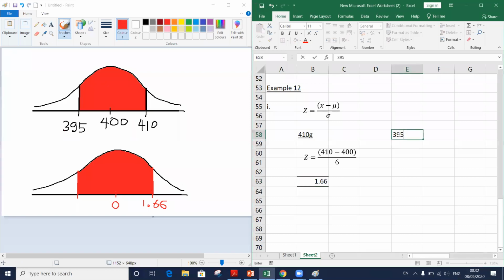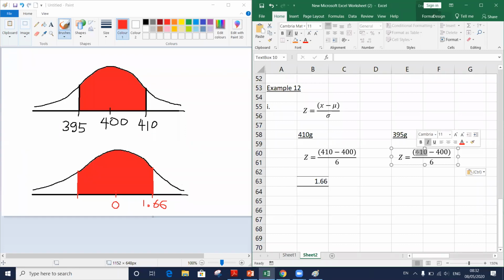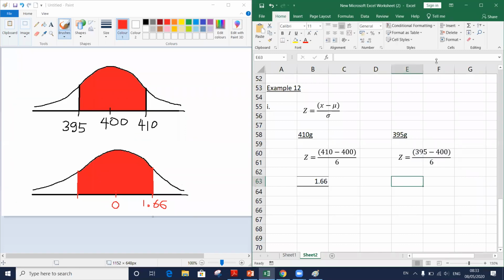When it is 395 grams, what should be the corresponding Z value? Now the X value is 395, X minus mu 400 divided by standard deviation. So what should be the Z value here? Minus 0.83, right? Minus 0.83.